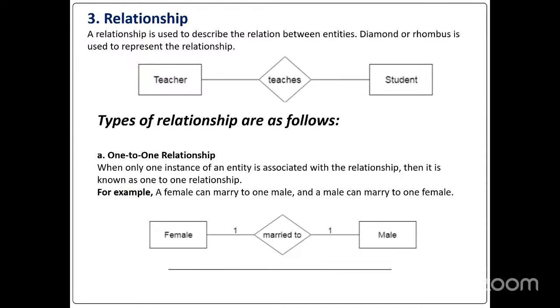Can you give more examples for one to one? Only one instance of the left hand side is associated with the relationship of the other right side. Could you give me an example for this one to one?